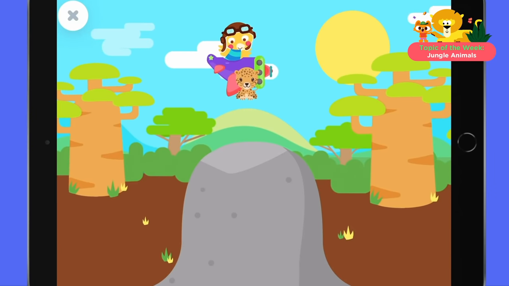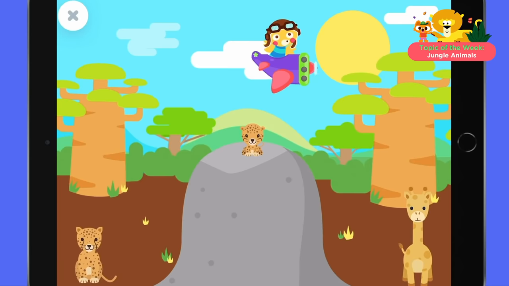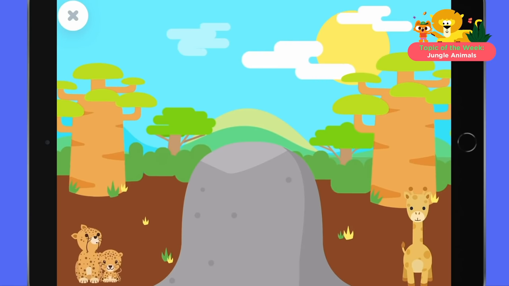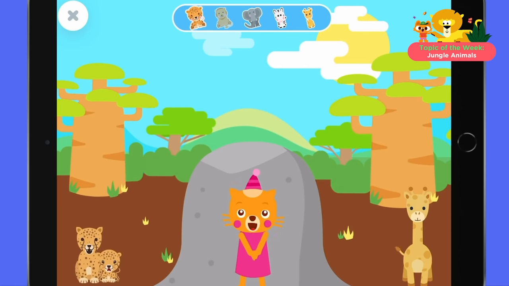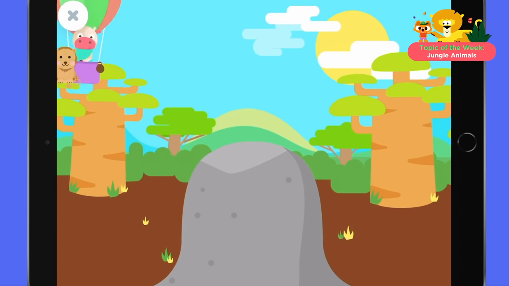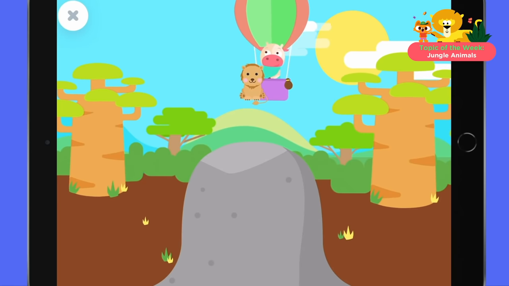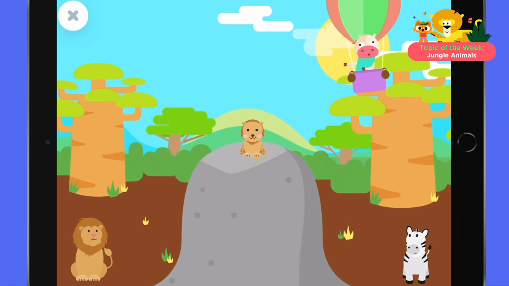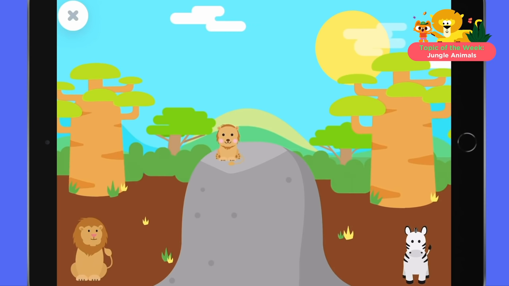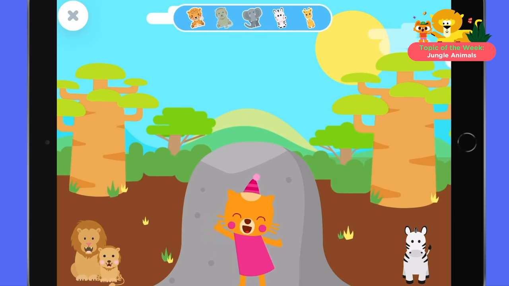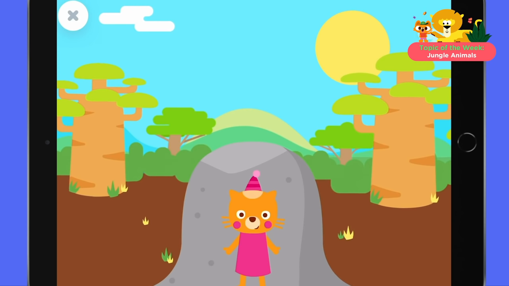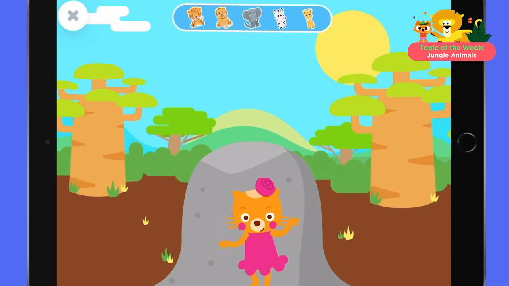Look! That baby is lost. Let's return it to its daddy. It's a cheetah. Well done. They are so happy now. Look, that baby is lost. Let's return it to its daddy. Its daddy is a lion. Can you see it? Well done! They are so happy now! Congratulations! You did it!